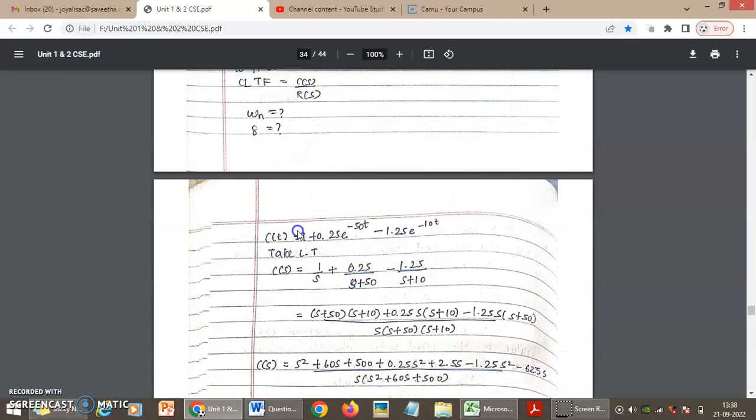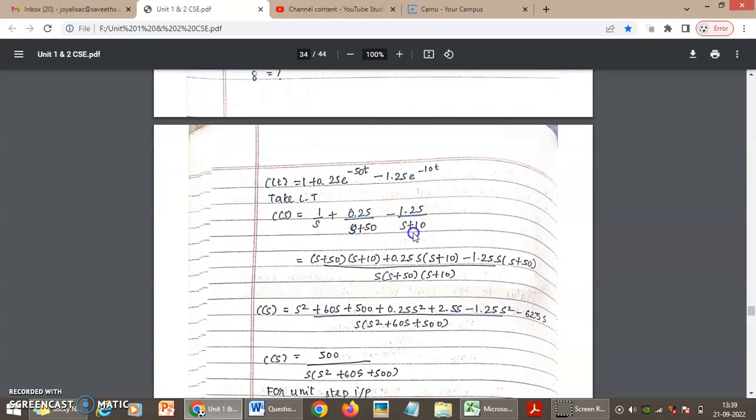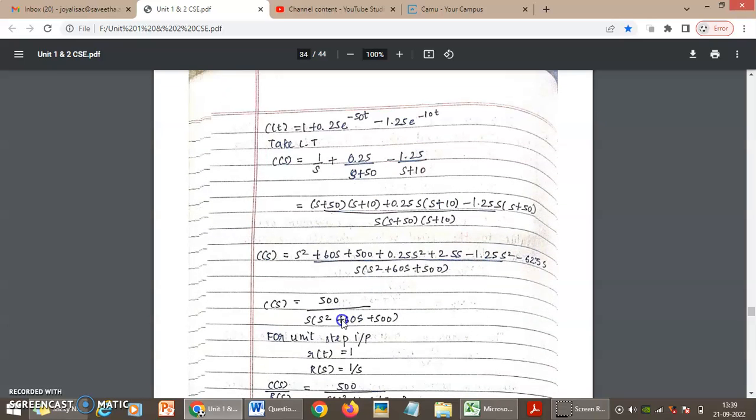So apply the Laplace transform to the given C of t. The first part becomes 1 by s. The Laplace of e power minus 50t is 1 by s plus a. Here a is 50, so 0.25 is a constant divided by s plus 50. Third term, minus 1.25 is a constant, and e power minus 10t is 1 divided by s plus a. So this is your C of s. When you solve all these, taking the LCM, we get C of s equal to 500 divided by s into s square plus 60s plus 500.